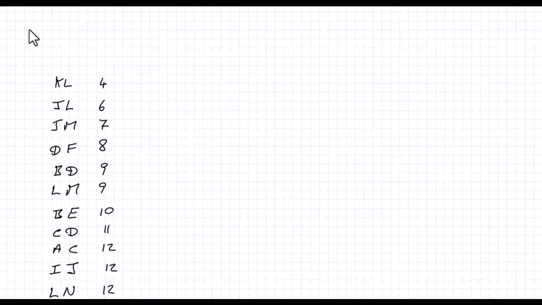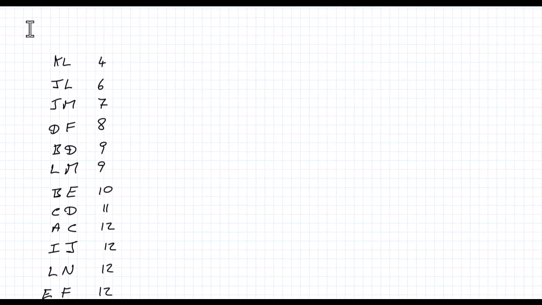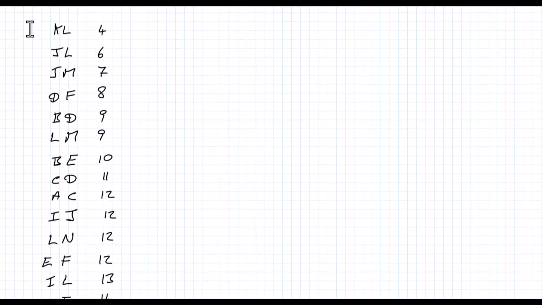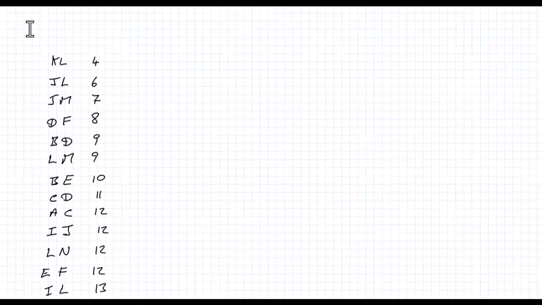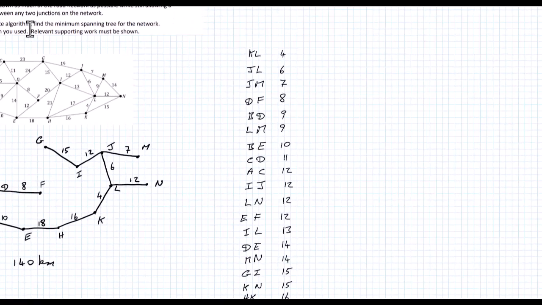Now, in order to use Kruskal's algorithm, you need to list all the arcs, or the lengths, in ascending order of distance in this case. So I've already done that in this list here. So you then start with the smallest one. The smallest one here is KL. So I'll just have a look at the original diagram at the same time so that I can draw this.